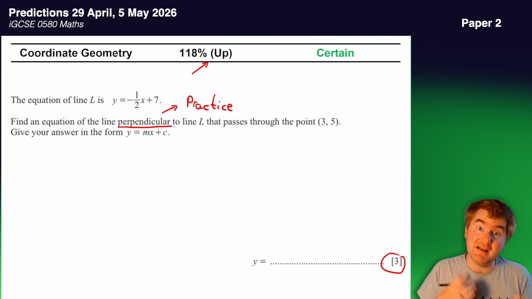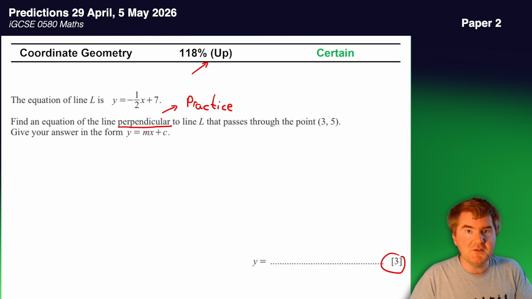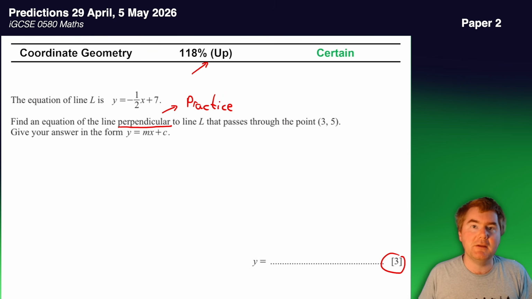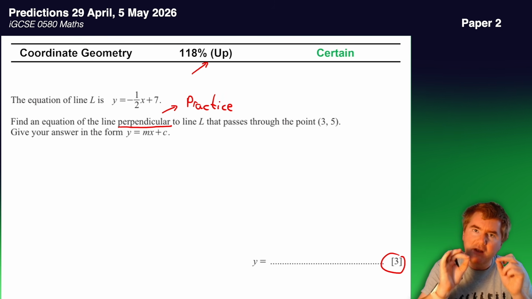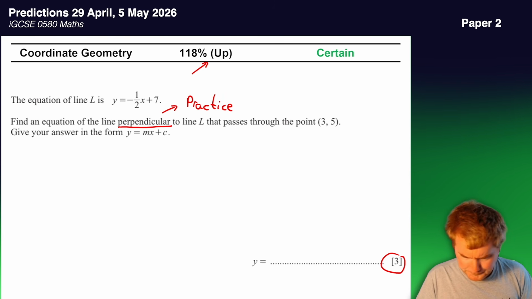So going from a B to an A or an A to A star, this is a quick fix you can do. If you want to know what to fix, then do check out my free iGCSE roadmap, which you can get down in the description. You submit your email, and then you can get that big document and pinpoint those problems.